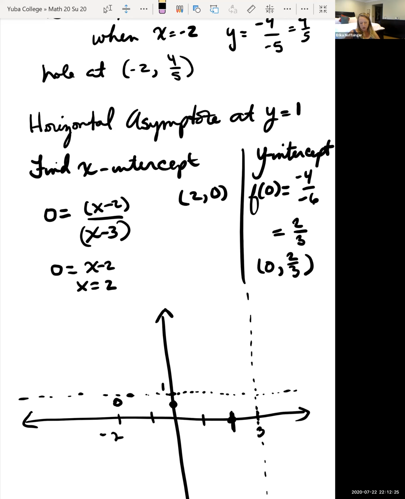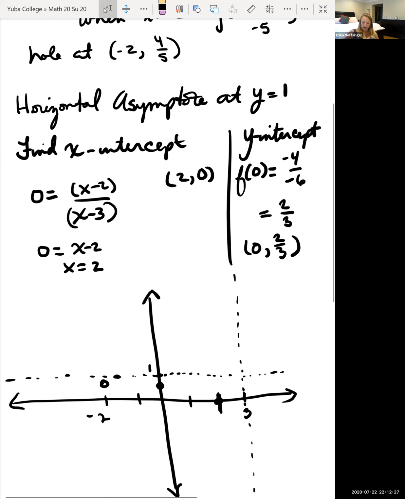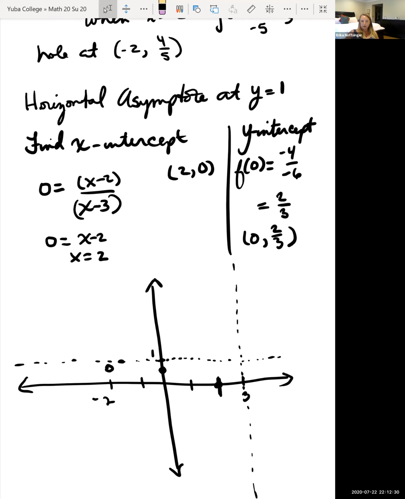And so what we need to do is plot a couple points, if it's not already done, to figure out what's going on, and you do that on each side of a vertical asymptote. We only have one vertical asymptote. We have multiple points on the left-hand side of our vertical asymptote, so you should be able to see what's going on with the graph. We don't have any points on the other side of x equals 3.